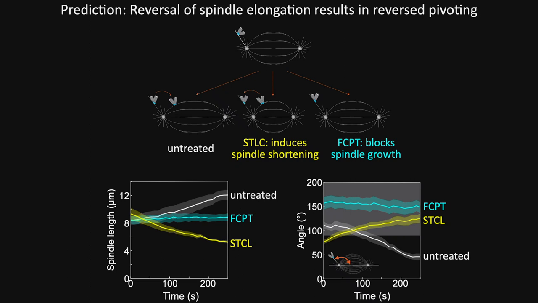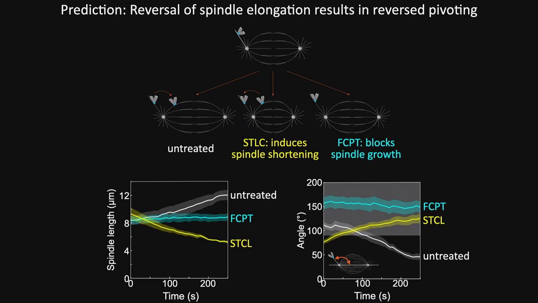When we used STLC, as expected, the spindle length goes down. And when we use FCPT, the spindle length does not change. And here is the angle. This is the angle that we are measuring. In untreated cells, as I have shown you, the angle goes down.